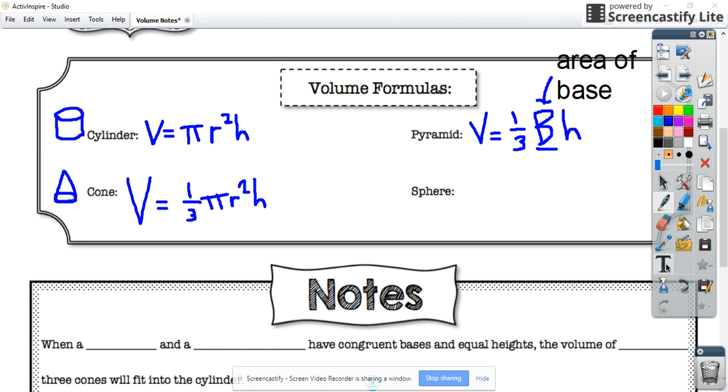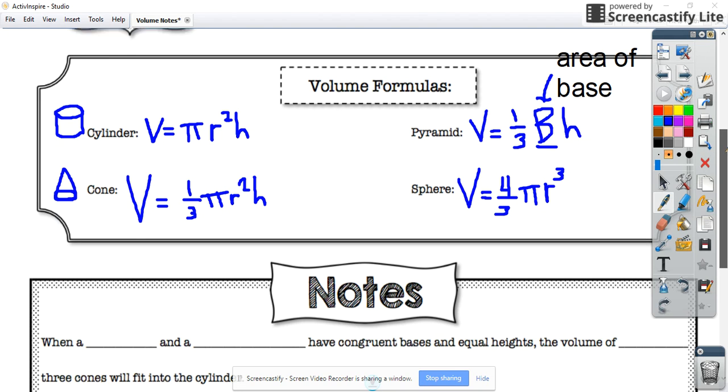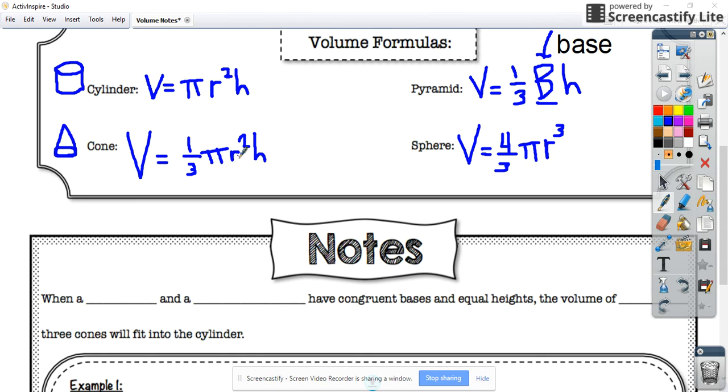If it was a triangle, you'd have to find the area of a triangle for the capital B. And the last volume formula that we're going to use is for a sphere. Volume is 4/3 times pi. That's a 3 down here. 4/3 times pi times r cubed. So the difference this time is now you've got a radius that's cubed. In these other two over here, the radius was squared.